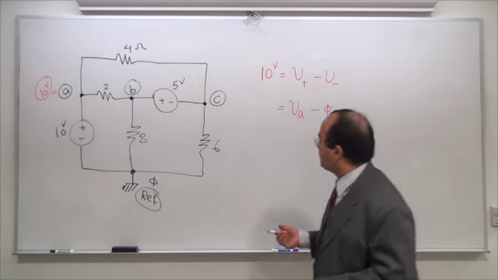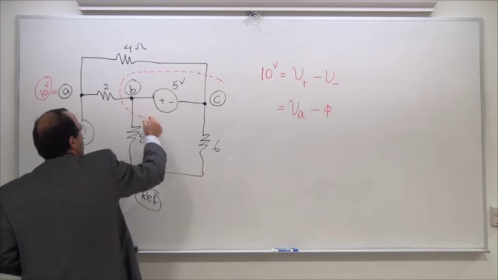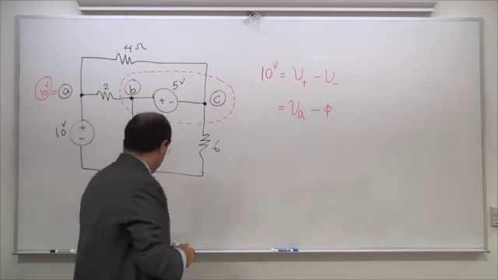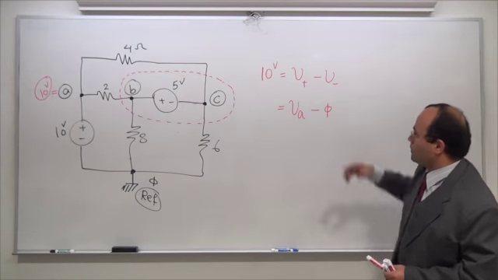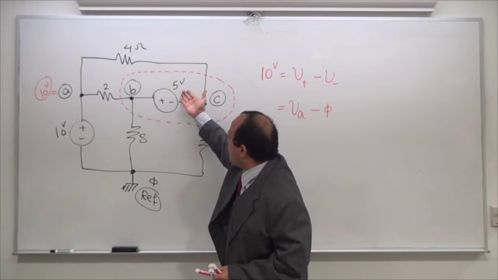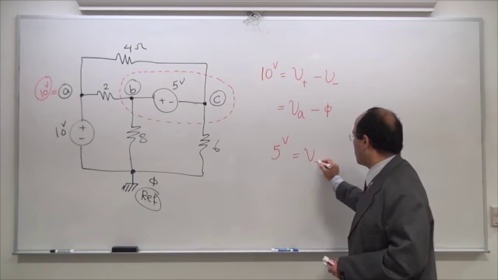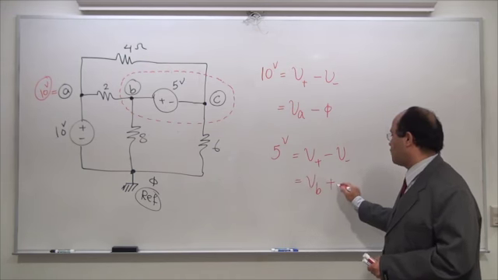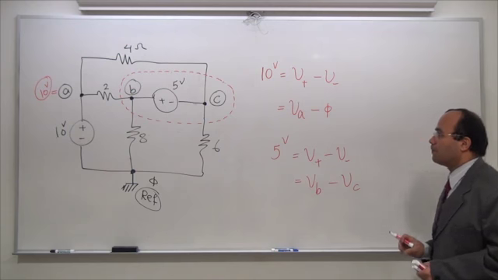Where is my supernode? My supernode is going to be this one. I'm going to only include the power supply. I need the space, so let's see how it goes. Eventually I'm going to erase this part. This is my supernode. The component voltage is 5. The component is attached between B and C. 5 volts is equal to the plus side minus the minus side. Plus side is attached physically to node B. Minus side is attached to node C.